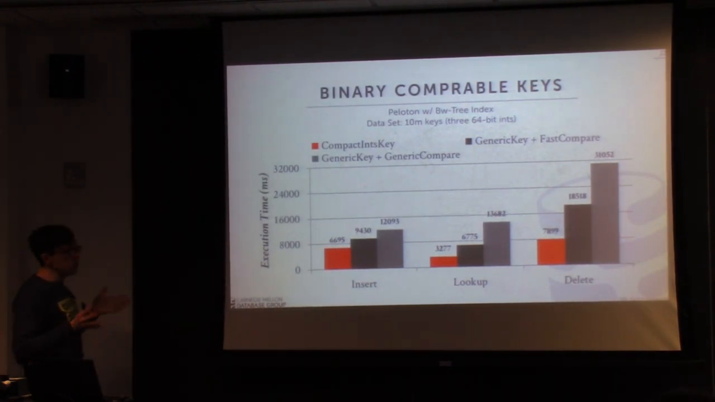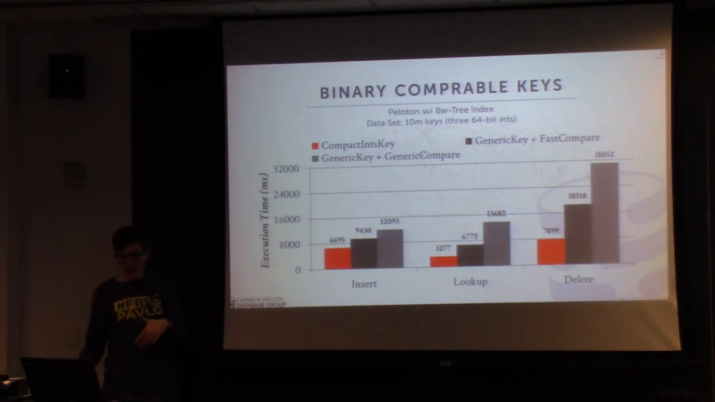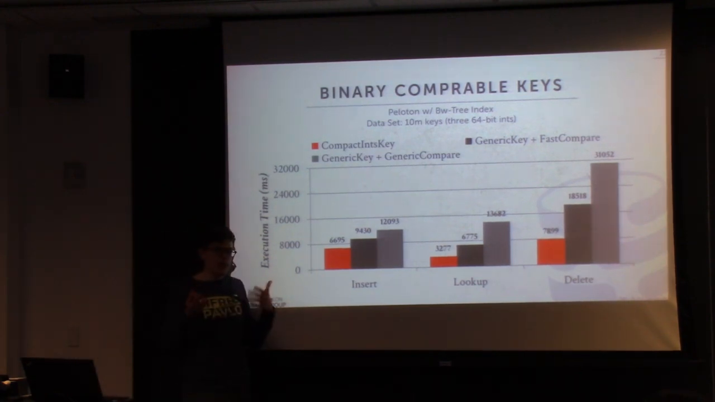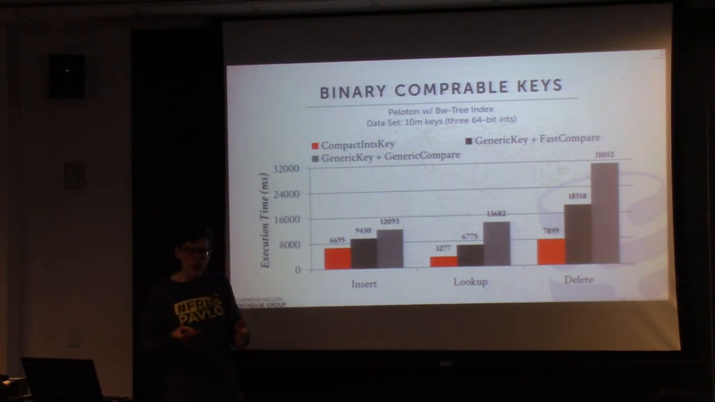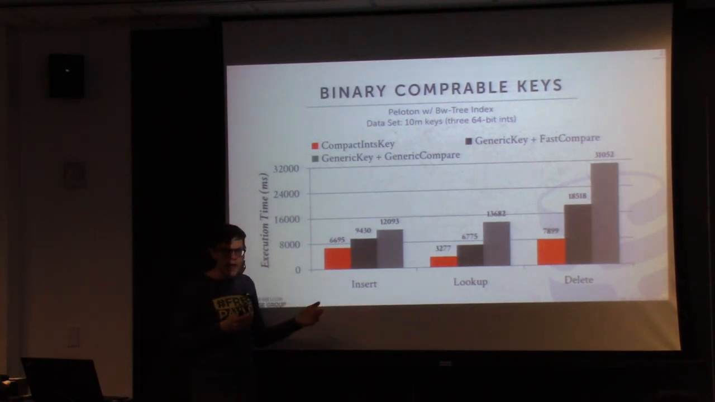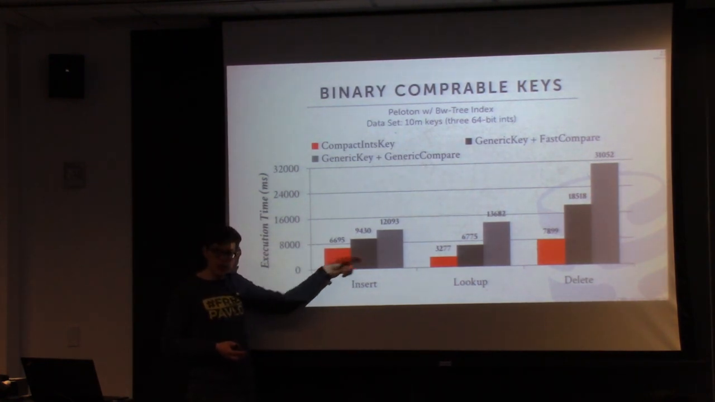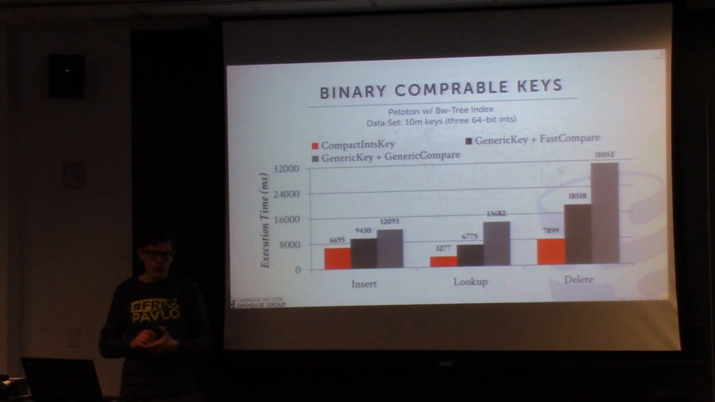So when you look at the code, you'll see compact ints key, generic key, fast generic comparator and generic comparator. This is what's going on there. And this is not something you have to do manually. When you invoke the index factory to make your index for you, it'll know what your key types look like, and it'll automatically pick which of these three setups to use.